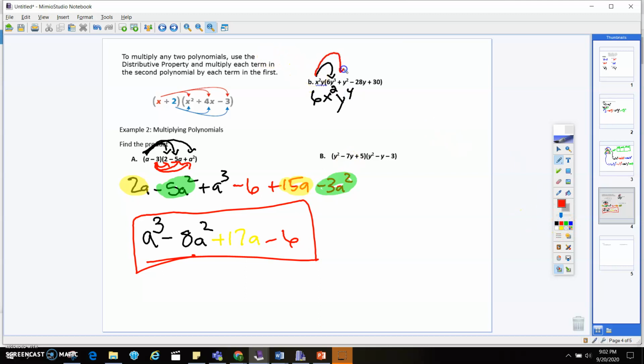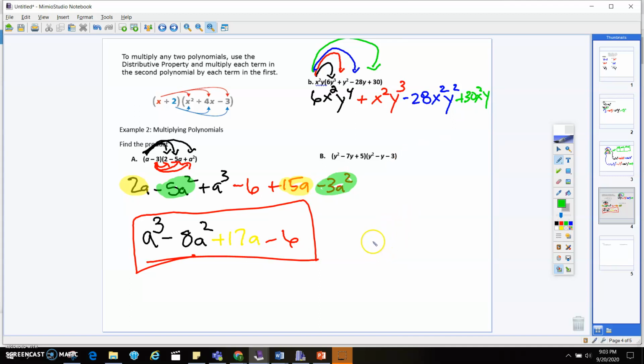We're going to take it and we're going to distribute to the next term. Well, there's no x squared, nothing to multiply x by. So we're just going to bring that. And then we've got y to the first times y to the second, which is going to give us y to the third. And then we've got the next term. So 1 times negative 28 is negative 28. There's no x to multiply by. And then you have y to the first times y to the first, which is going to give us y squared. And we're going to multiply by that last term. So we've got x squared y times 30. 1 times 30 is 30, and then you've got x squared y.